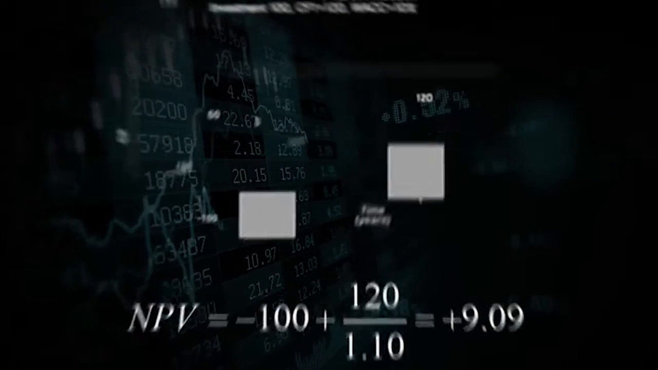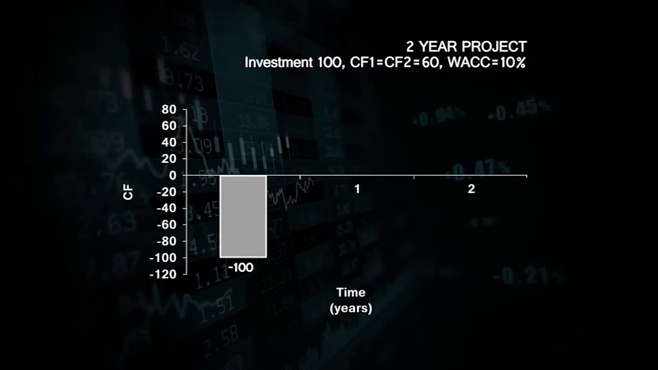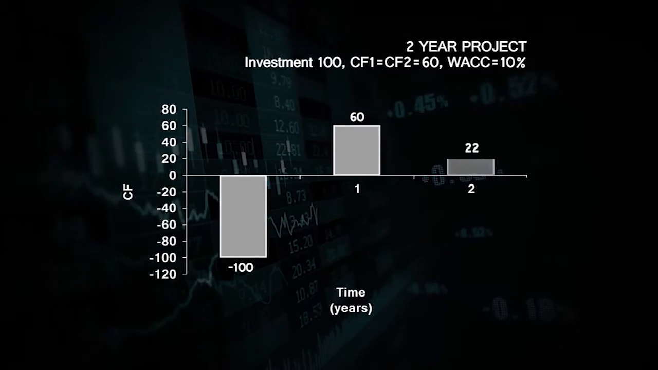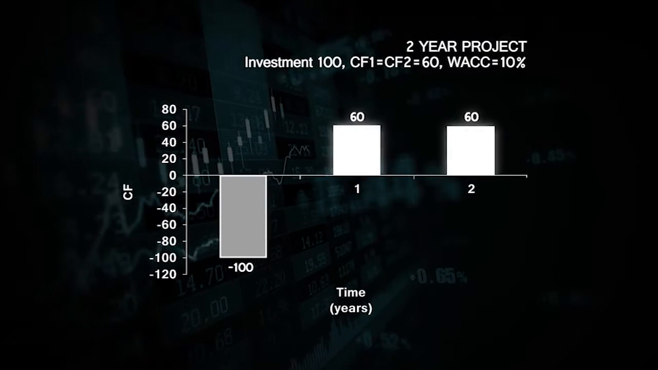What if this is now a 2-year investment project where you still invest 100 and the cash flow in the first year is 60 and in the second year is 60 as well? So overall, you still get the same 120. You see, accounting-wise, this project is exactly the same. You invest 100 and get 120.